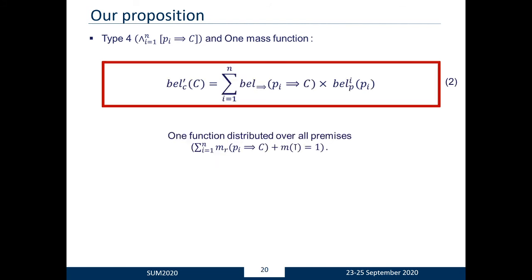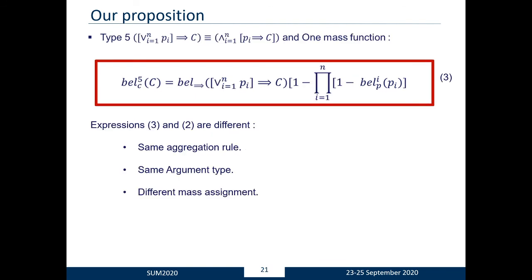In the second formula, we used the type 4 with one mass function distributed over all the premises. Here we can say that the confidence in premises is related, because if the confidence in one premise increases, the confidence in the other premises decreases.